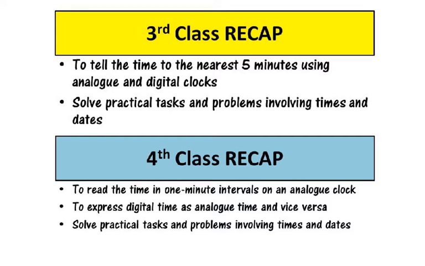So what we would have looked at, in third class, was telling the time to the nearest 5 minutes using analog and digital clocks, solving practical tasks and problems involving times and dates. And then in fourth class, we looked at reading the time in 1 minute intervals on an analog clock. Remember, your analog clock is like the clock that we had up on the wall in the classroom. We also expressed digital time as analog time and vice versa, and solved practical tasks and problems involving times and dates. So that's what we're going to be looking at today.